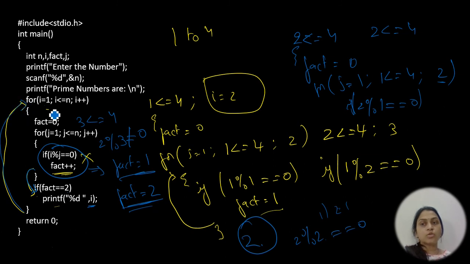again go back. Now this time the i value becomes 3. So like that it is checking each and every number. So here what we are doing is checking the modulo operation and incrementing the fact. Okay, so whenever the fact is equal to 2, then only the i value is printed. That is a prime number. That i value is a prime number here. Okay, so let me check this with the program.